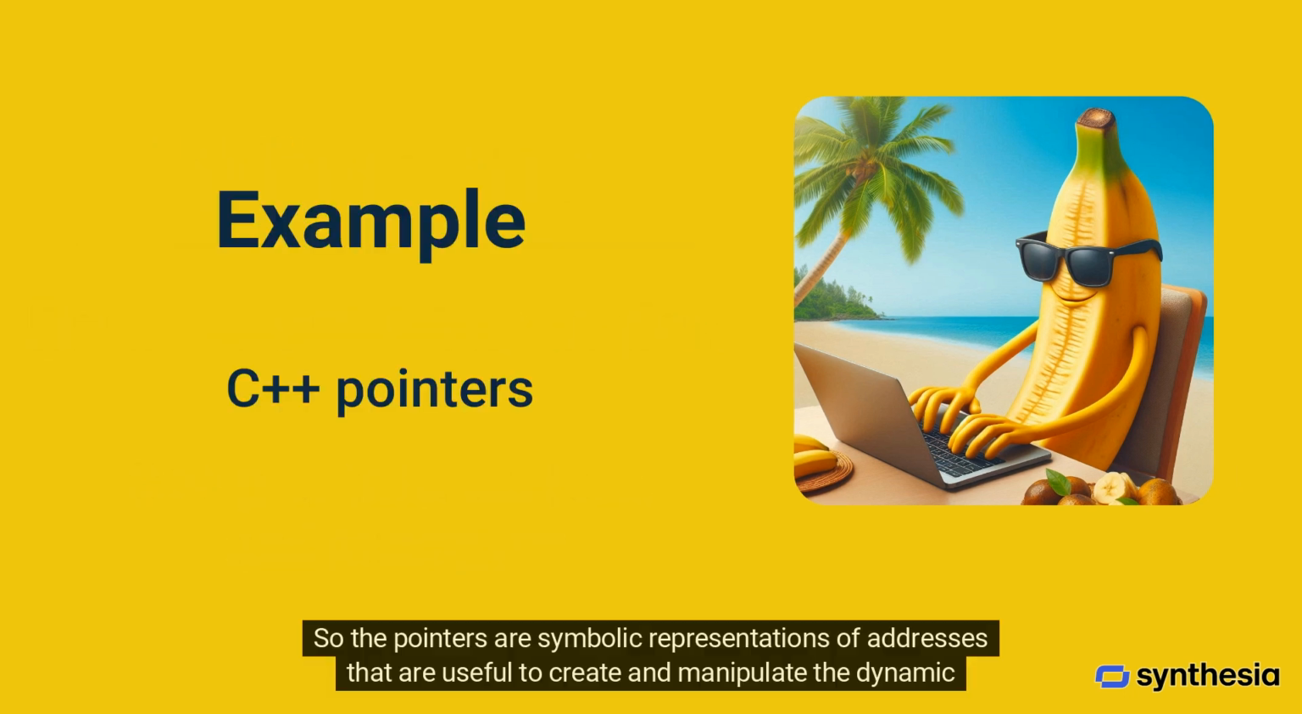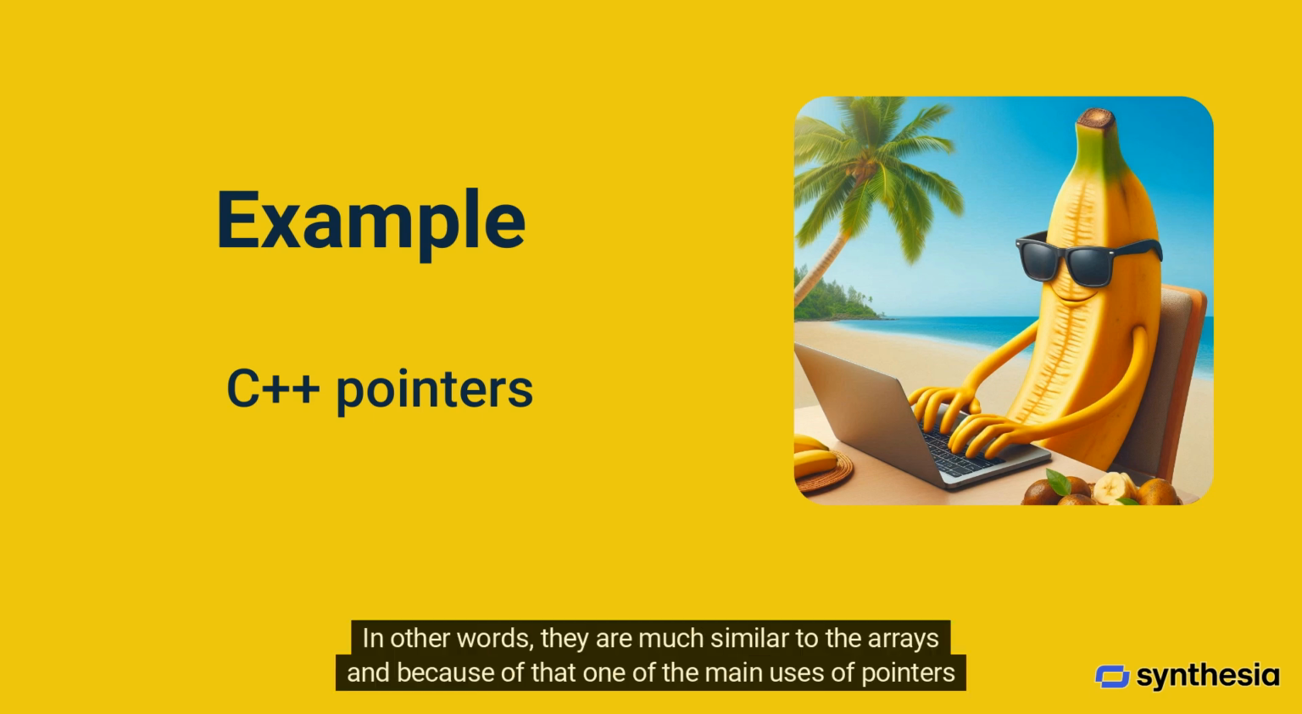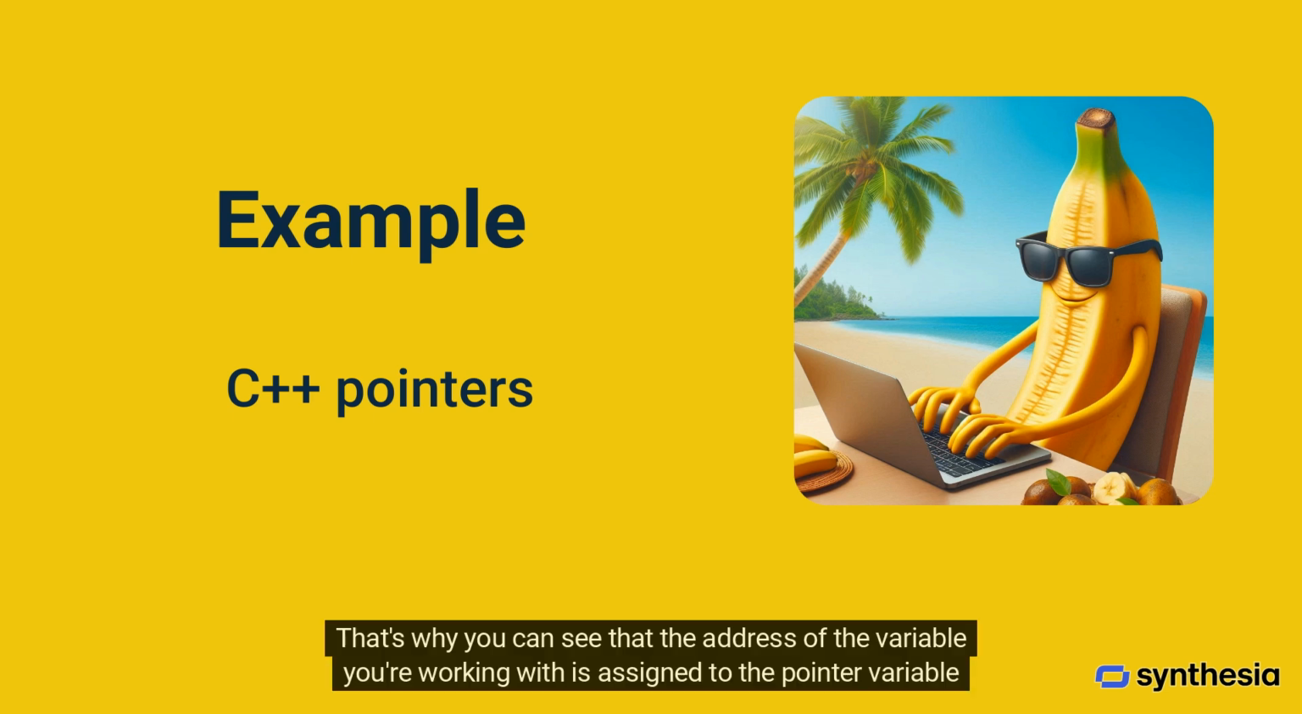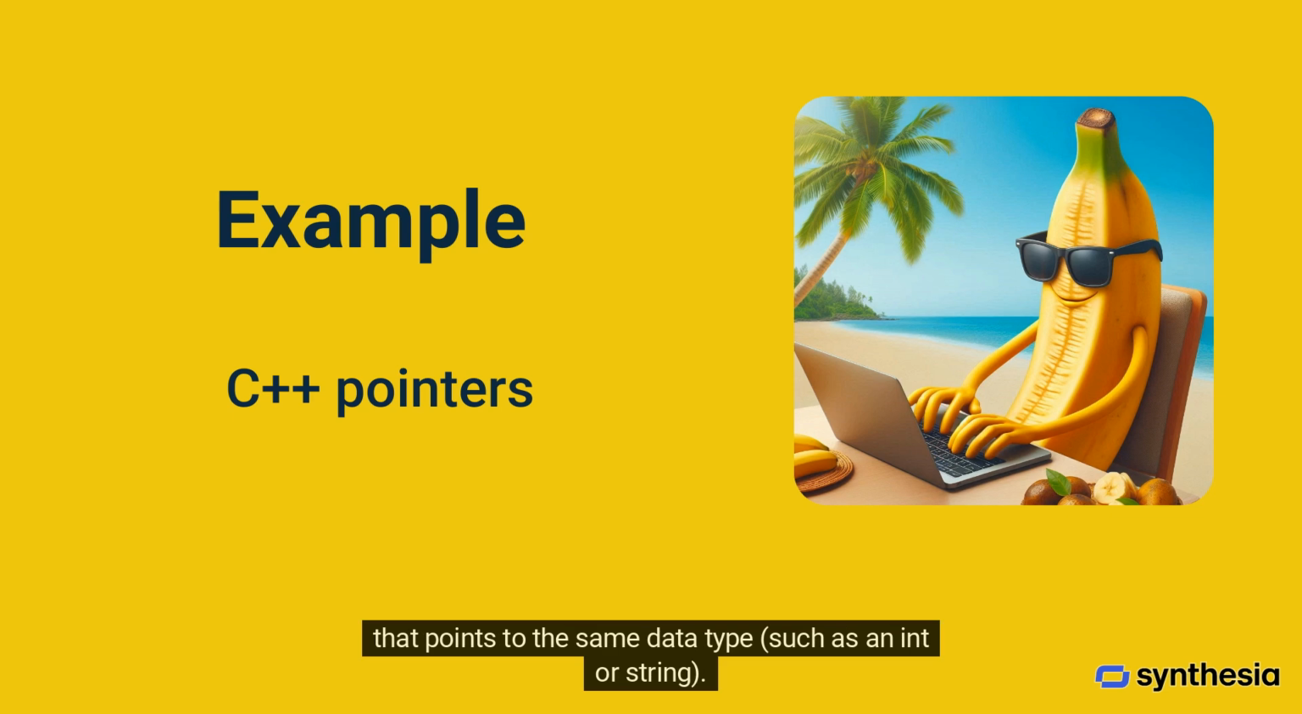Pointers are symbolic representations of addresses that are useful to create and manipulate dynamic data structures. In other words, they are much similar to arrays, and because of that, one of the main uses of pointers is usually iterating the elements of some array or modifying it. That's why you can see that the address of the variable you're working with is assigned to the pointer variable that points to the same data type, such as an int or string.